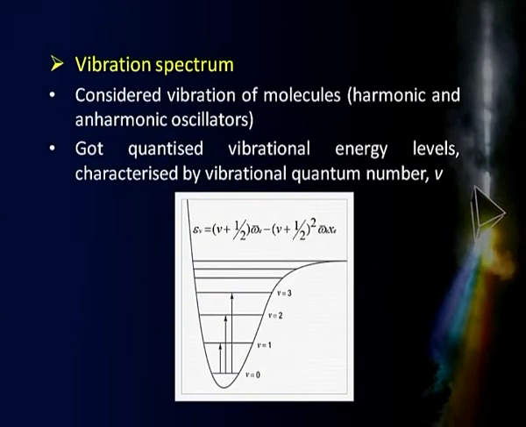Thereafter, when we moved to vibration spectrum, we considered the vibrational motion of molecules. We started with harmonic oscillators, then moved on to anharmonic oscillators, and again we got quantized vibration energy levels, characterized by a new quantum number called the vibration quantum number, given the symbol V. Here again we got a series of vibration energy levels, and the transitions among these led to the vibration spectrum.